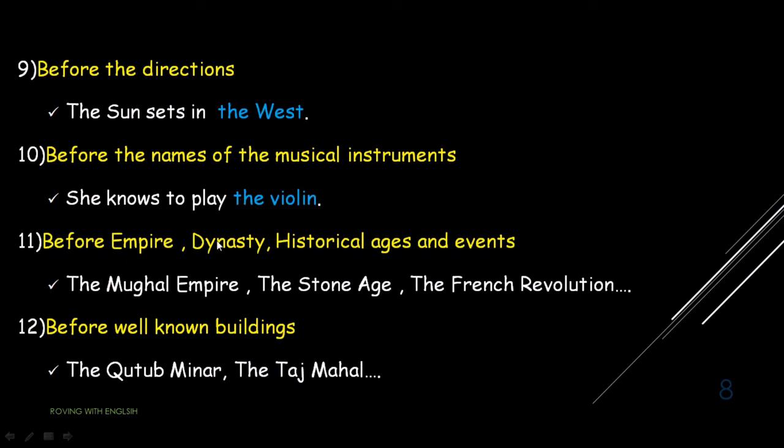Before empire, dynasty, historical ages and events: the Mughal Empire, the Stone Age, the French Revolution. Before well-known buildings: the Qutb Minar, the Taj Mahal. There's just one Qutb Minar and one Taj Mahal.